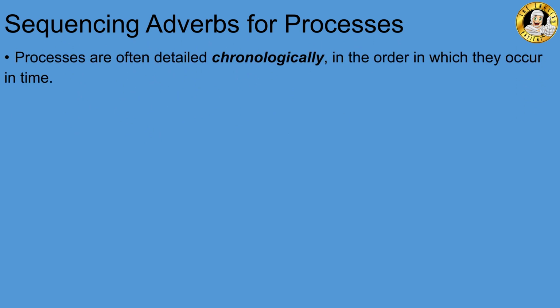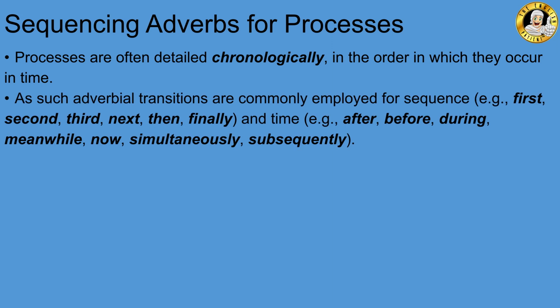Now, processes are often detailed chronologically, meaning in order of time, in order in which they occur. So as such, adverbial transitions are commonly used for sequencing, and these would include words like first, second, third, next, then, finally, and adverbial transitions for time as well, such as after, before, during, meanwhile, now, simultaneously, subsequently.